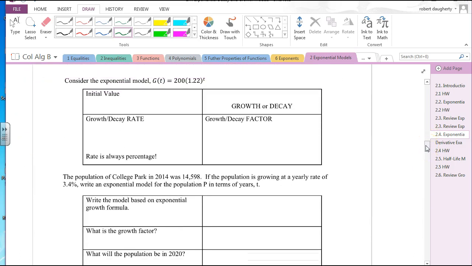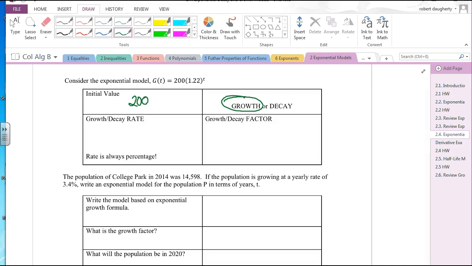Look at the next one. The initial value is what? 200, okay? Is this growth or decay? This is growth because the number inside the parentheses is greater than 1. So this is growth. What is the growth factor?